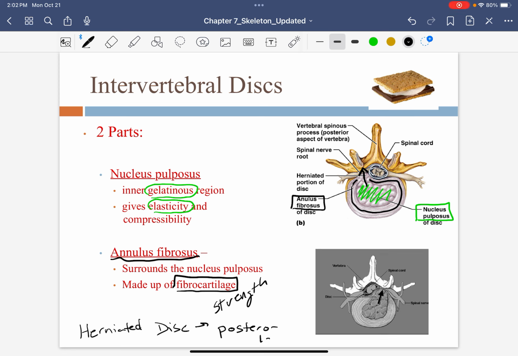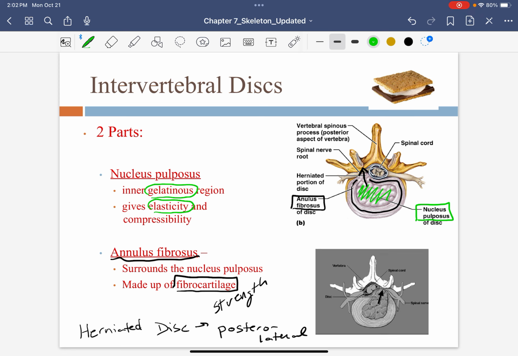Posterolateral. It can't go straight back because straight back is the spinal cord and the spinous process. So it can't go straight back. So it tends to want to go in that direction, but because it can't go straight back, it goes posterolateral. Let's talk about why. Bear with me here.